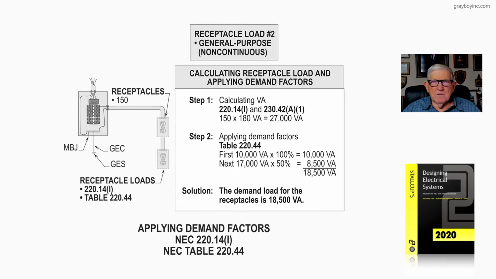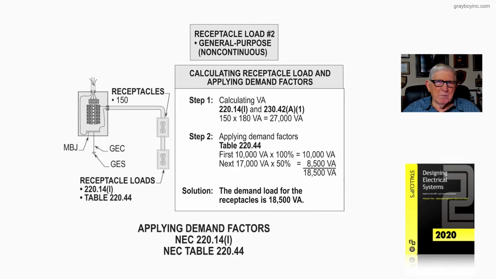Now let's look at this figure 23-10A. We're still dealing with load 2, but we're dealing with the receptacle load 2, which is the general purpose receptacles, but all of these receptacles are used as non-continuous. So we have 150, and we're applying 220.14(I), at 180 VA per outlet.